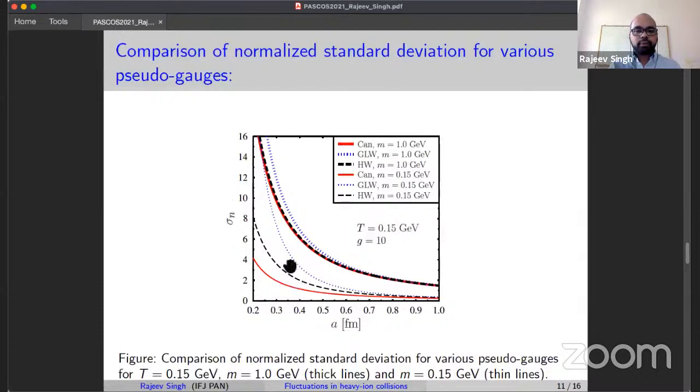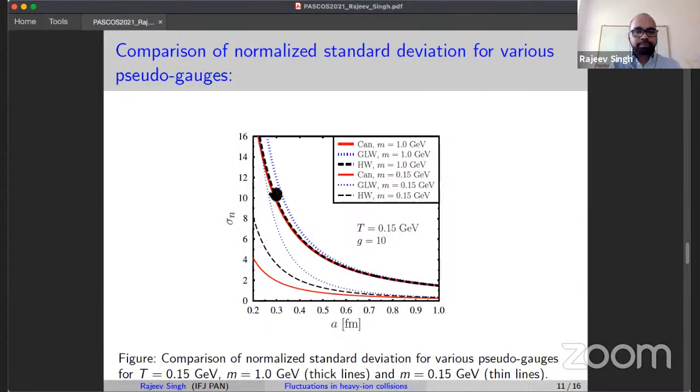Okay. So here you will see that we are comparing the different forms of the T mu, the T00 component, for different masses, and the temperature is fixed, and G is the degeneracy. Here the degeneracy is 10 and the temperature is around 0.15 GeV.